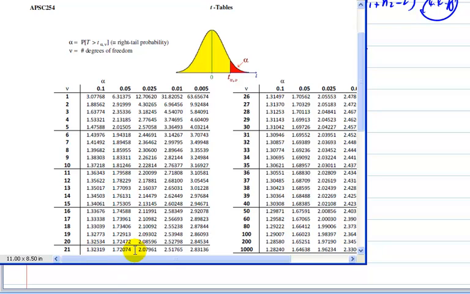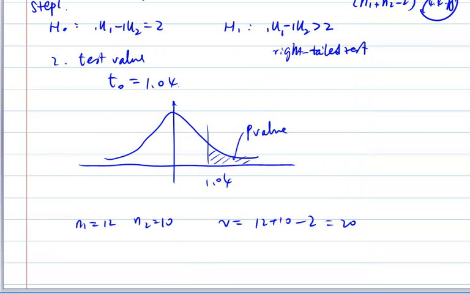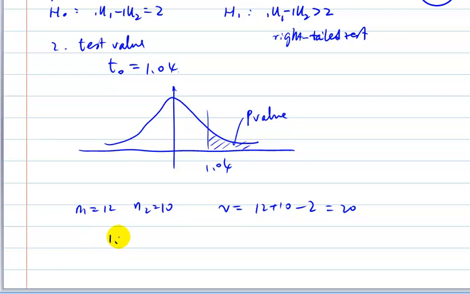Okay, look for the value 1.04. I don't have anything that's 1.04, right? But the 1.04 must be on this side here. It must be on this side here, 1.32, right? So 1.325 corresponds to the area of 10% to the right. So what we find is 1.325 has 10% to the right.